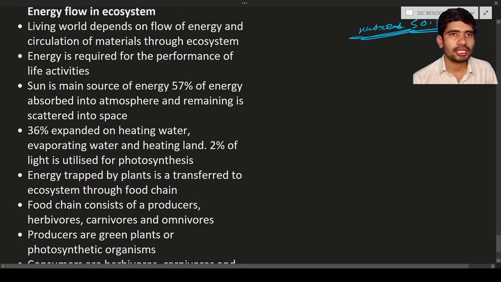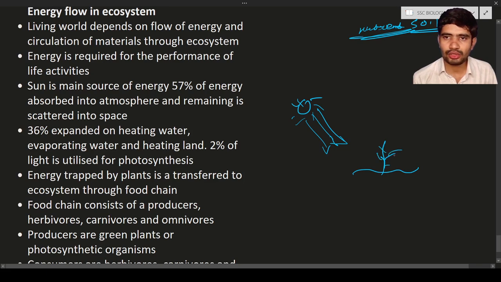Now, the energy flow in the ecosystem. How is the energy flowing? The energy is flowing from the sun. The sun produces the energy, and the sun rays fall on the plant. The plant performs photosynthesis, and after photosynthesis, the food material is produced.